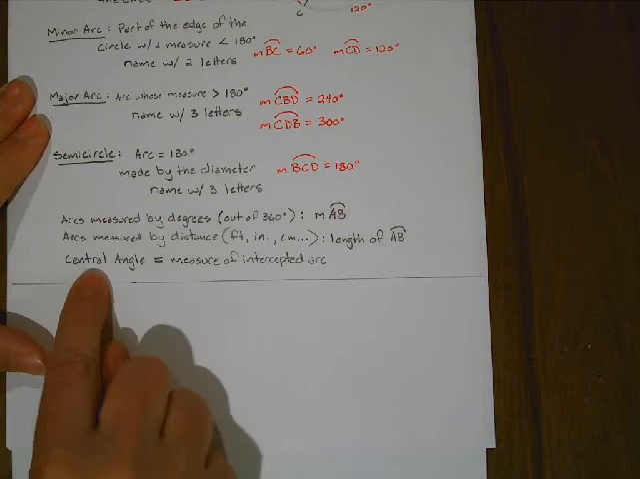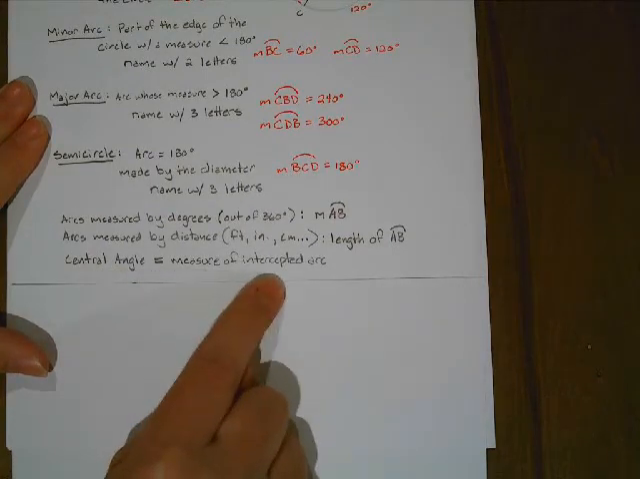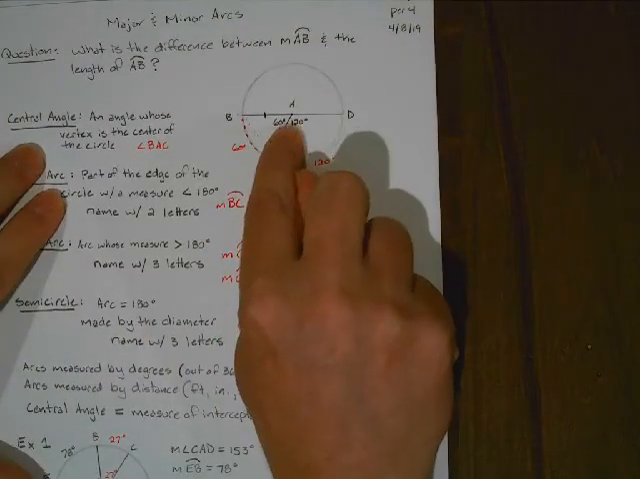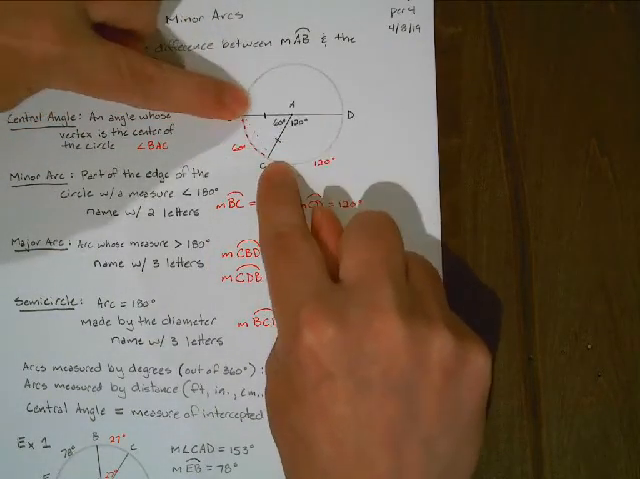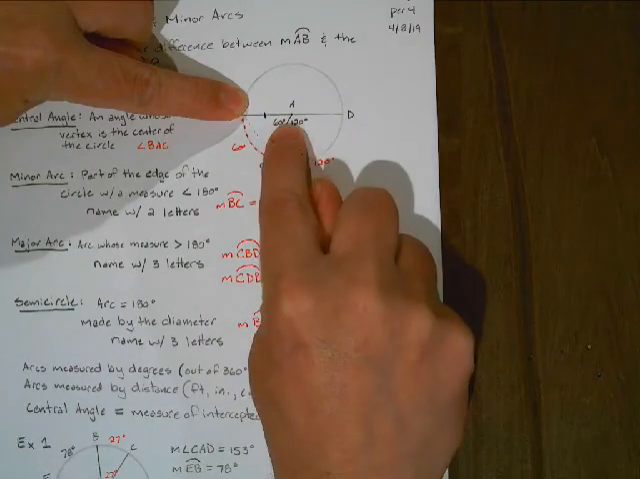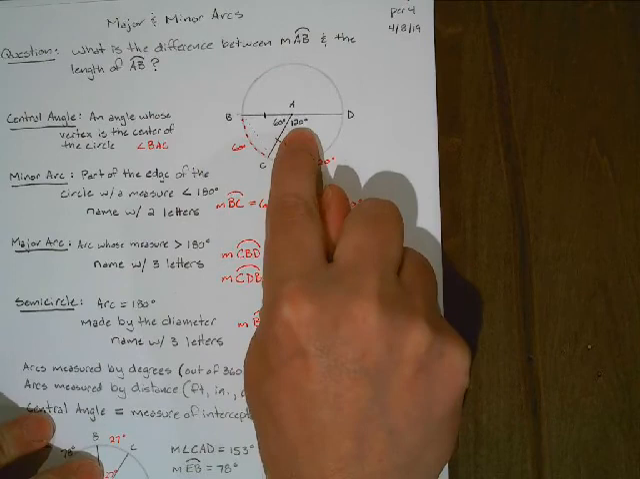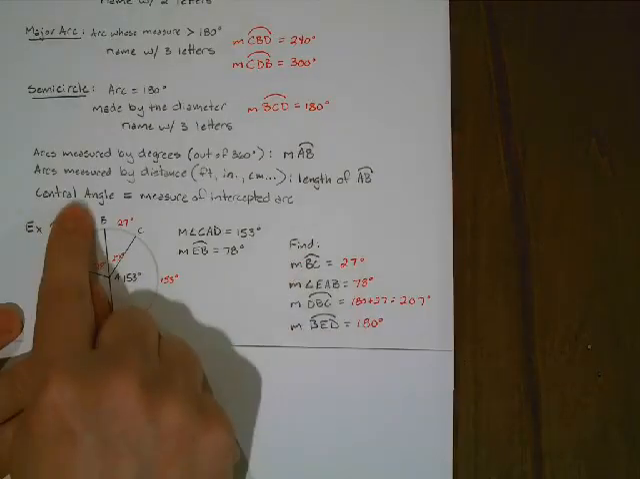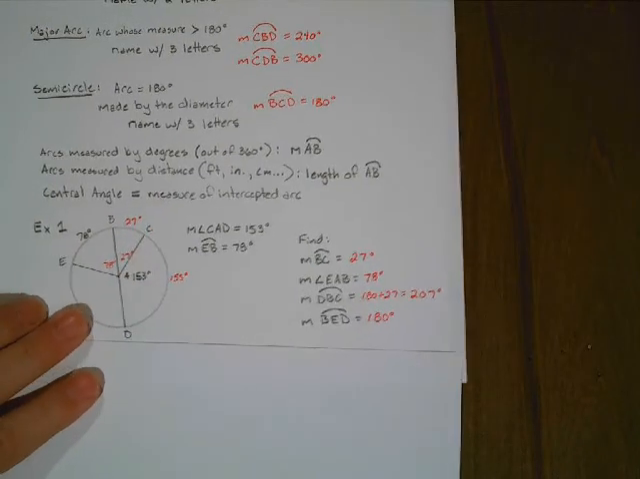Remember that the central angle is always equal to the measure of the intercepted arc. So up here, the central angle was 60, and that meant that this arc that it intercepts, so if you follow out your fingers, it's intercepting this arc out here. So if the central angle is 60, the intercepted arc is 60. Central angle is 120, the arc out here is 120. So we know the central angle is equal to the measure of the intercepted arc.